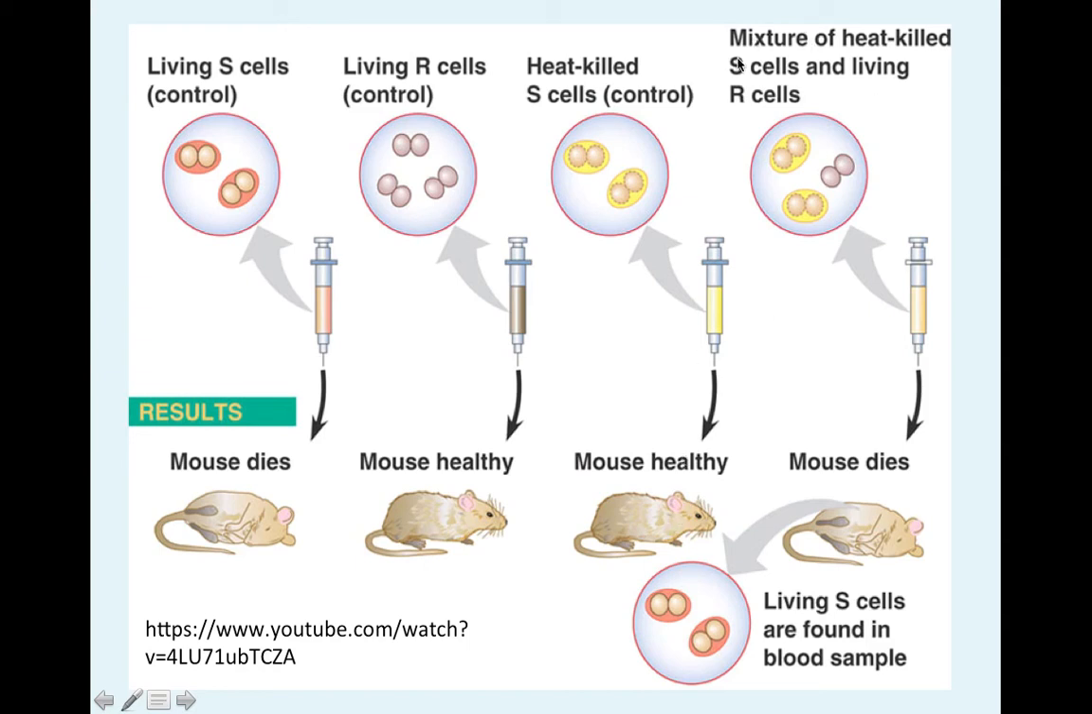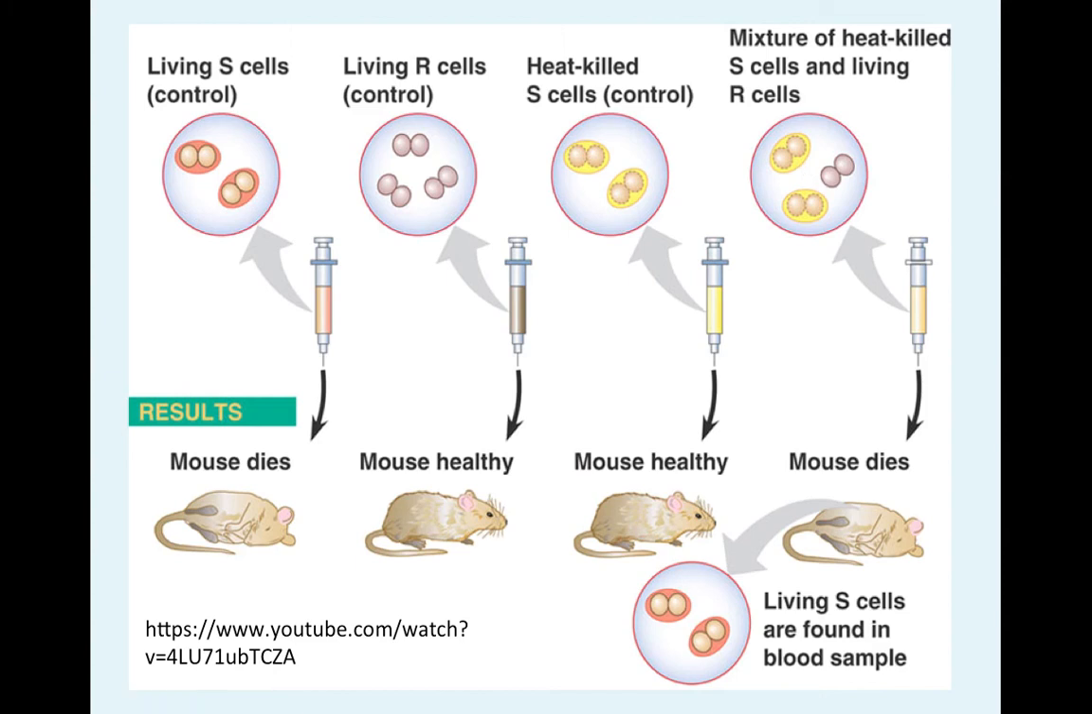Now this last one was the most interesting. They took heat-killed S bacteria, so the enzymes have been destroyed and the protein has been denatured, but the nucleic acids, or the DNA, inside these cells is completely fine. These bacteria over here haven't been heat-killed at all, so they're completely functional. When they injected both of these together, the mouse died. And when the mouse died, they checked it and found that there were living S cells. Before, you only injected dead S cells, but somehow the dead S cells were able to transfer genetic information to the living R cells and transform the R cells into S cells. If that makes sense.